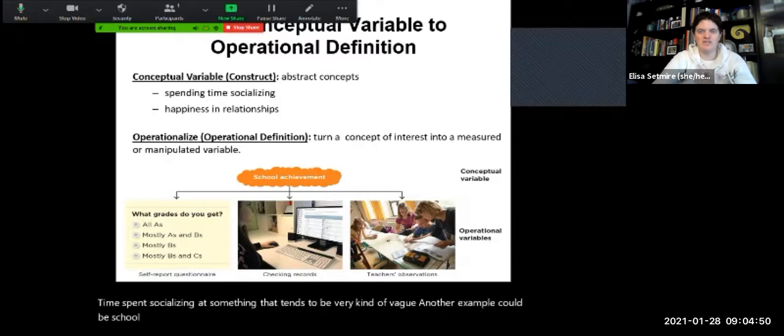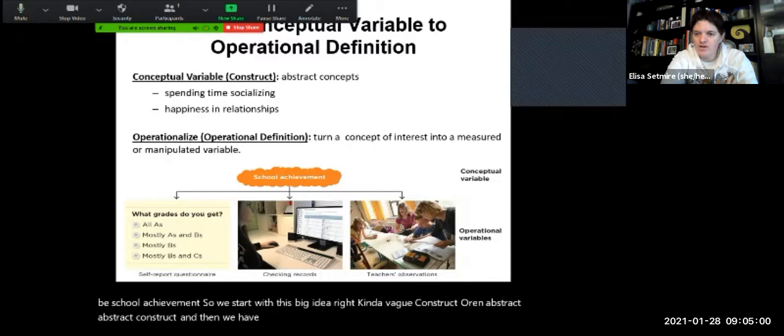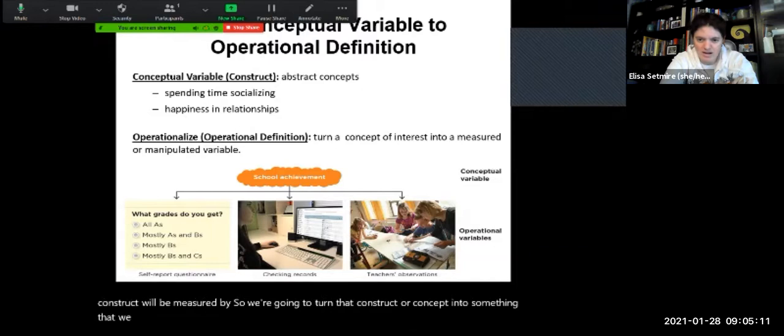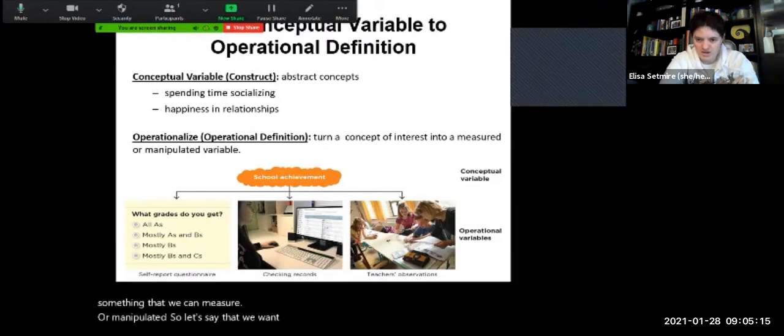So we start with this big idea, right? Kind of a vague construct or an abstract construct. And then we have to operationalize or operationally define what that construct will be measured by. So we're going to turn that construct or concept into something that we can measure or manipulate. So let's say that we want to know about school achievement.